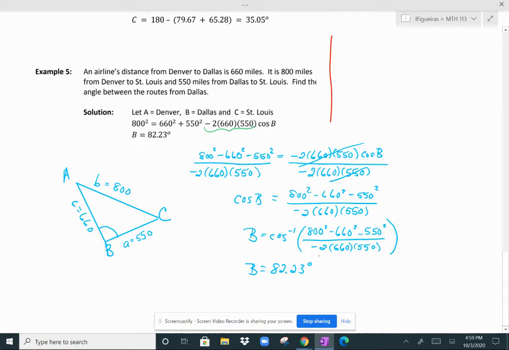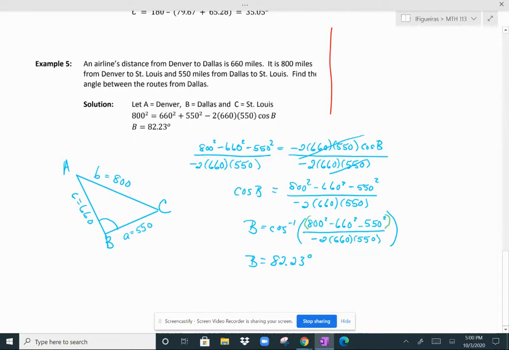So in a calculator, you need to group this for the calculator so that it knows to square those numbers and subtract them before you divide. So make sure you have those sets of parentheses inside of the bigger set that's here, that's grouping it for cosine inverse or arc cosine. So that's all this question was asking for. It only wants the angle coming out of Dallas. So you don't need to solve the whole triangle, but your answer here is 82.23 degrees.